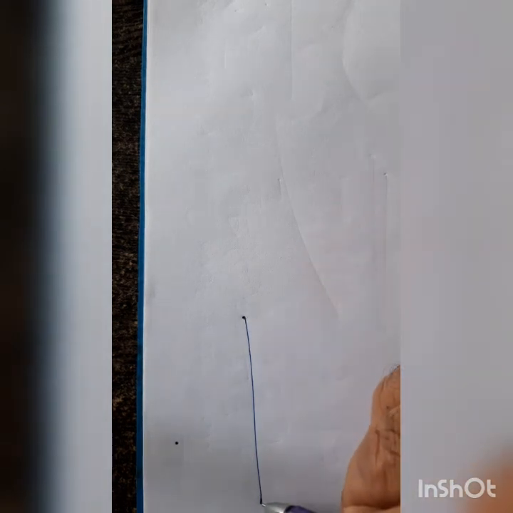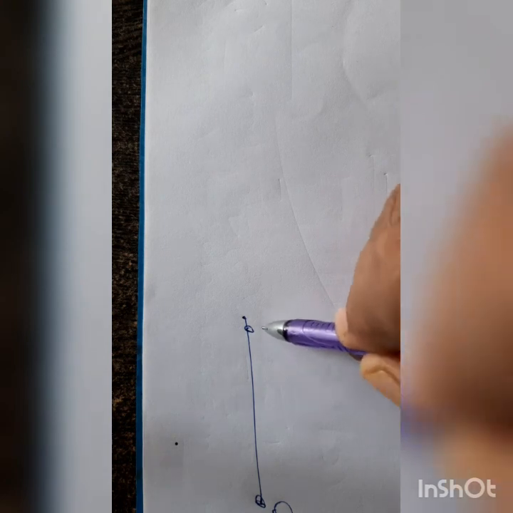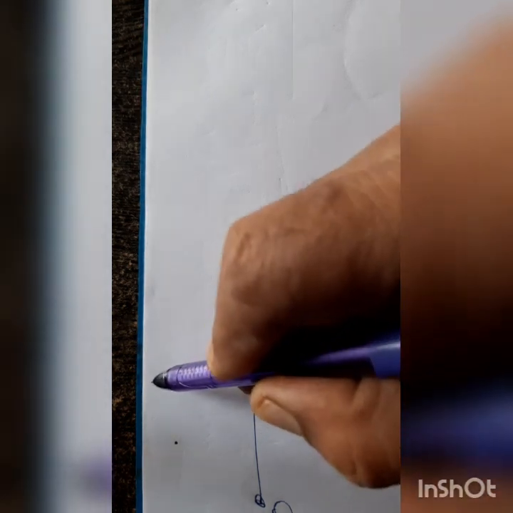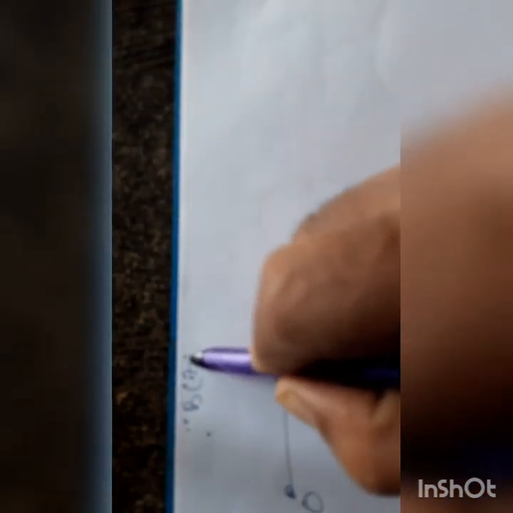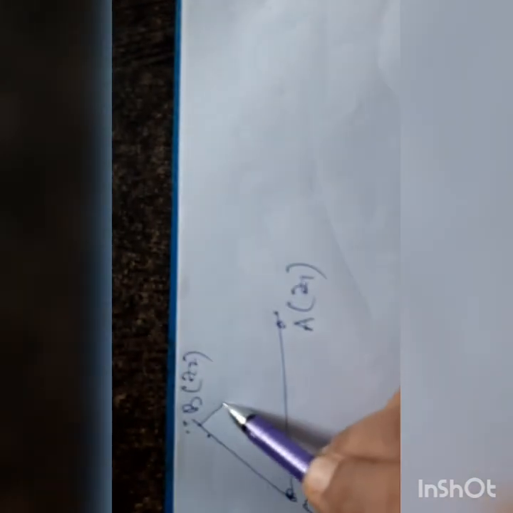Listen, this property is very important. Here the origin is there. I want to take A as Z1, and B as Z2 here, and I want to join them like this.